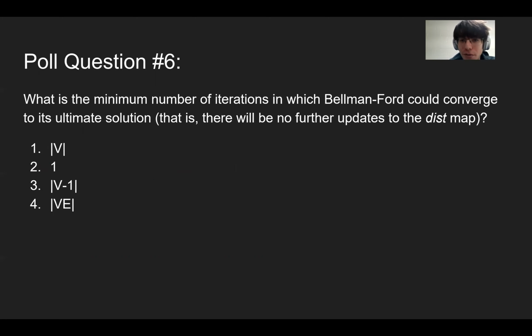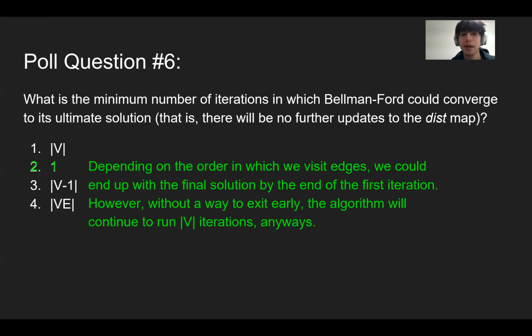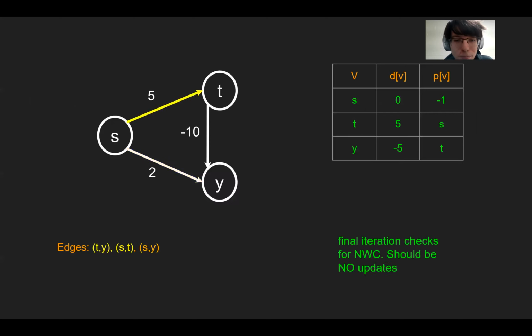Next one, minimum number of iterations which it could converge to its ultimate solution. So after which iteration is it possible that there are no further updates to the distance round? Okay, so you can try and answer. And so the answer for this one is actually 1. And you might be surprised, right? It might seem like v minus 1 at first, but it's not, because even going back to this example here, notice in the very first pass we made, first iteration, we actually updated them all. Okay, we updated them actually in the second iteration.